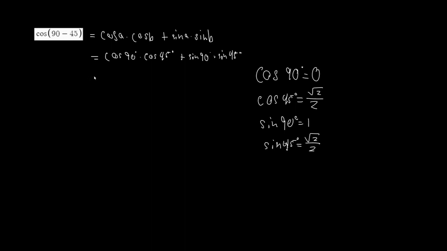So cosine 90 degrees is 0 times cosine 45 degrees is square root of 2 over 2. Then sine 90 is 1 times sine 45 is square root of 2 over 2. So let's just multiply both sides. So this one would be 0 plus 1 times square root of 2 over 2, just square root of 2 over 2. And that's it. So we proved it via sum and difference identities.